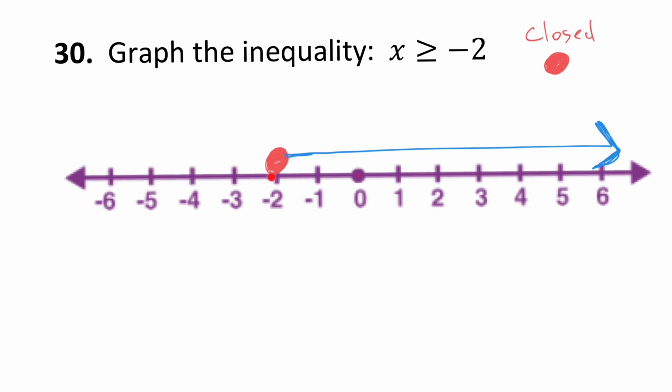And we do use a closed circle because there are many answers, and it is including the -2. -2 is equal to -2. And all the numbers on the right side, the -1, the 0, and all the positives are greater than -2. So that's why we need the arrow going to the right.